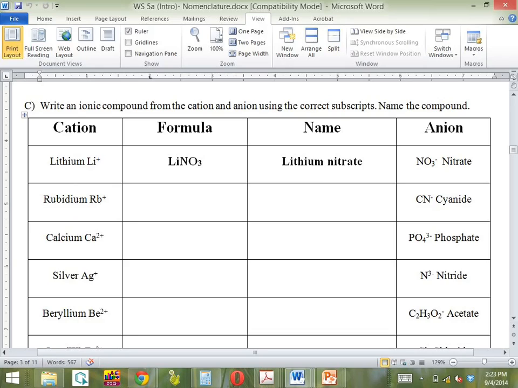And so I'm going to look at this rubidium ion, and this has a +1 charge, and cyanide has a -1 charge. And we have to figure out how many of each do we need so that when we put them together, the charges add up to 0. When you have a +1 and a -1, you just need one of each. And so then the formula is just writing those two together. The metal always comes first in the name and in the formula. So it'll be RbCN.